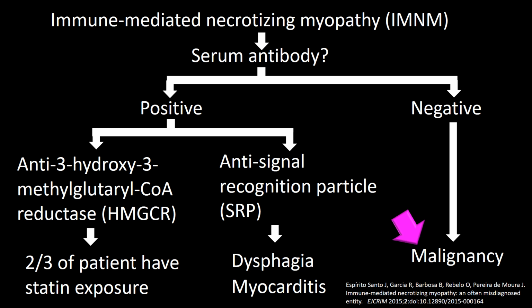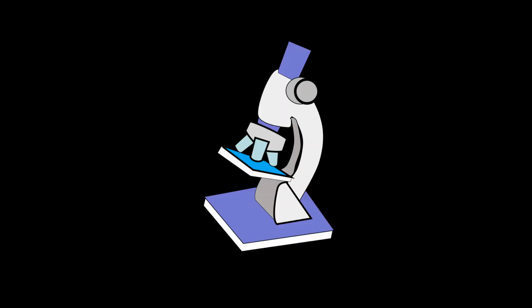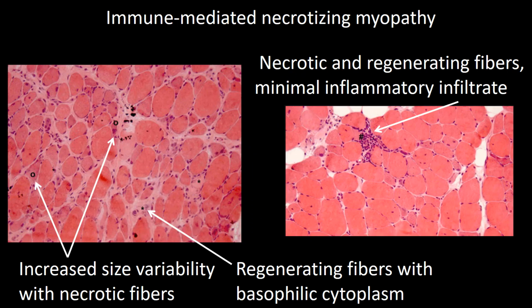Patients with IMNM and negative serology are prone to malignancy. Muscle biopsy findings in patients with IMNM consist of the findings shown and listed in this frame: necrotic and regenerating fibers with minimal inflammatory infiltration, increased fiber size variability with necrotic fibers, and regenerating fibers with basophilic cytoplasm.